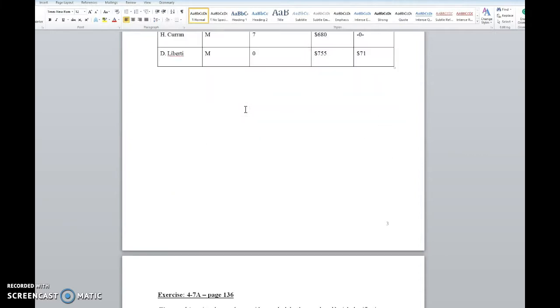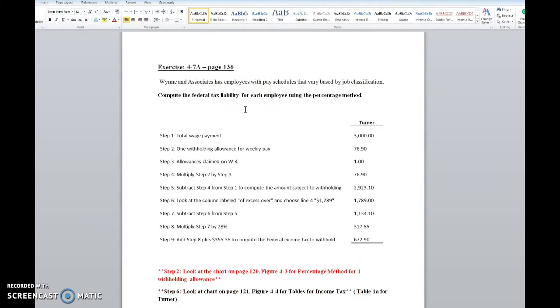The next exercise is 4-7A on page 136 in your book. Now, Wayne and Associates has some employees with pay schedules with various jobs based on their job classification. We need to compute the federal tax liability for each employee using the percentage method.